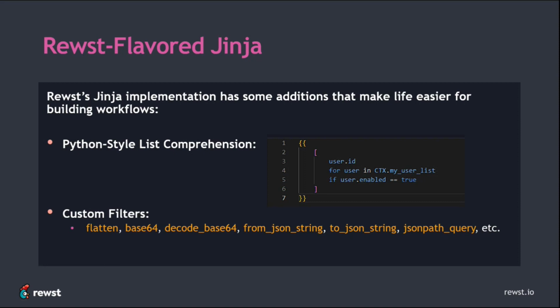In this case, this is iterating. This is a list, as you can see with the square brackets. We're going to iterate over the list and output the ID of each item in that list, but only if the item, being a user object in this case, has its enabled flag set to true. We'll go over a little bit more of that in a minute. And some other custom filters that we've created: some base64 operations, flatten ability, converting things to or from JSON strings, and JSON path query. I'll show you a little bit about that as well in our demo.